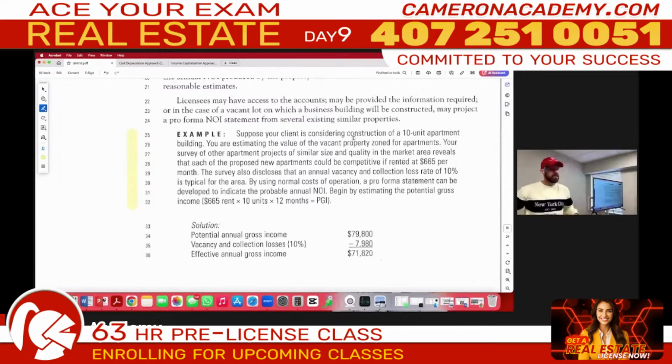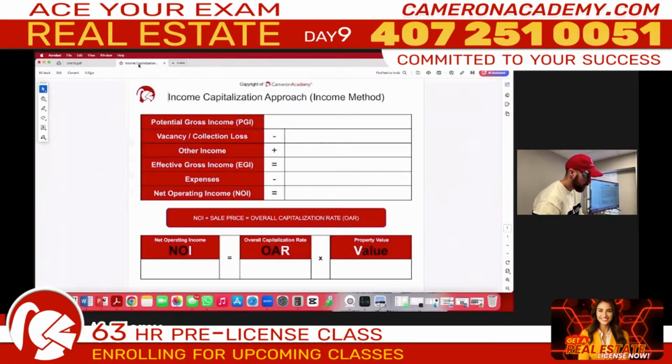Let me read this out to you. Let's use this framework of this practice question, this example, to understand what this method is all about. Suppose your client is considering construction of a 10-unit apartment building. You're estimating the value of vacant property zoned for apartments. Your survey of other apartment projects of similar size and quality in the market area reveals that each of the proposed new apartments could be competitive if rented at $665 per month. The survey also discloses that an annual vacancy and collection loss rate of 10% is typical for the area. Let's use that information to figure out what that property is valued at, what we think it's worth.